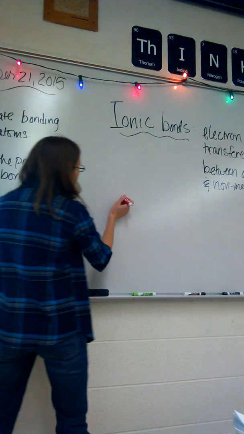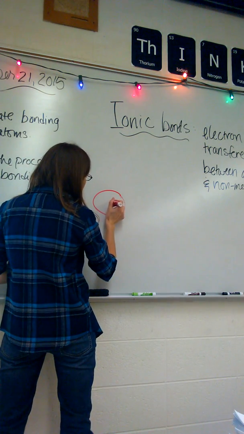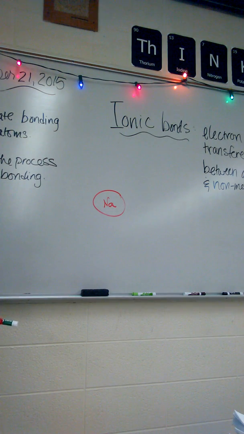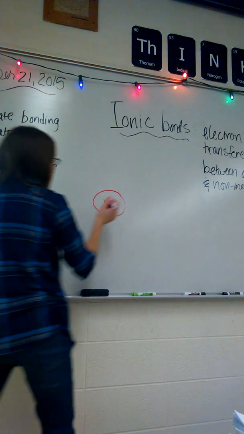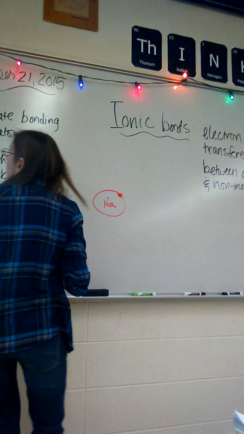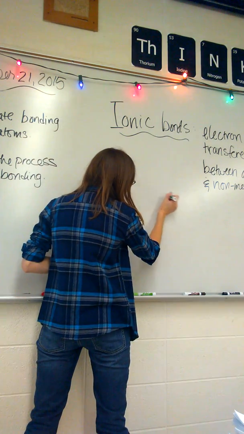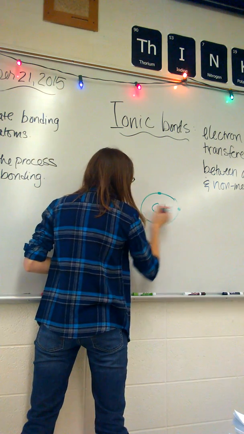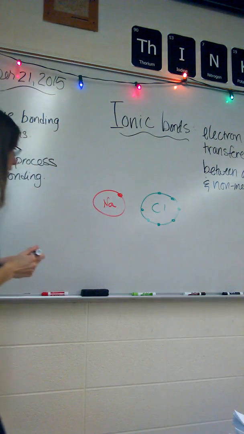So we've got the sodium. And just going to put the symbol in there, and I'm only going to draw the valence electrons. Is that okay? Or do you want me to draw all the electrons? Yeah. Just the valence electrons. So in sodium, there is only one valence electron. Then chlorine. Chlorine has 7 valence electrons.